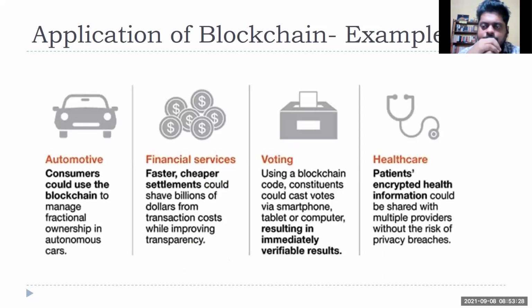Automotive, so this part we have discussed. Fractional ownership, sorry, temporary ownership can be managed. Financial services, obviously cryptocurrency, decentralized finance, a lot of applications are there. Voting is likely to be one of the biggest applications of blockchain, though I do not know whether it has actually been implemented somewhere or not. But that seems to be one of the biggest, because a lot of forgery, mismanagement, and tampering of data happens in voting.